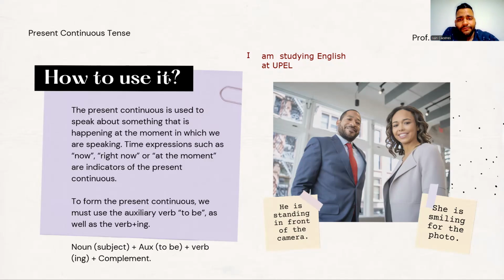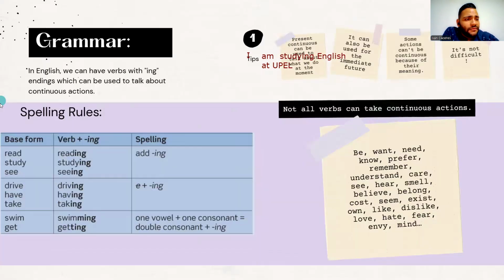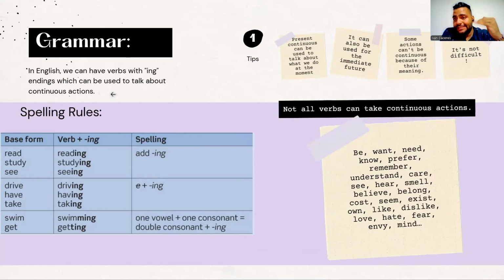Okay, really, really simple. So now we're going to go with the grammar behind it, because of course we have some grammar. It says in English, we can have verbs with ing endings, which can be used to talk about continuous actions. This is what we're talking about. When you are doing something and you're speaking about that which you are doing, you have to add ing to the verb, only when it is the verb of the sentence.